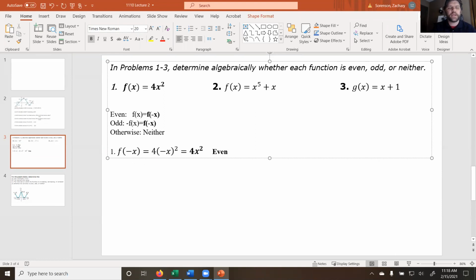And now, as I was saying, if this was a question about symmetries, I would have to keep going. I would have to test to see if there's some symmetry about the y-axis and then symmetry about the origin. But that's not the case with even, odd, or neither. It's one of those three things. So I'm done with the question. I can move on.